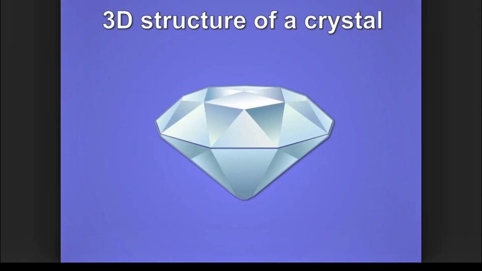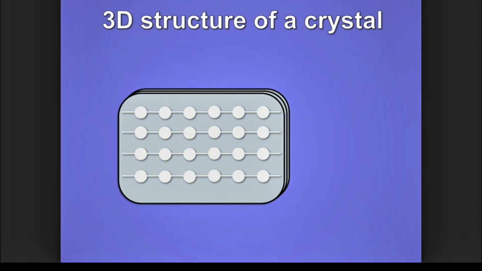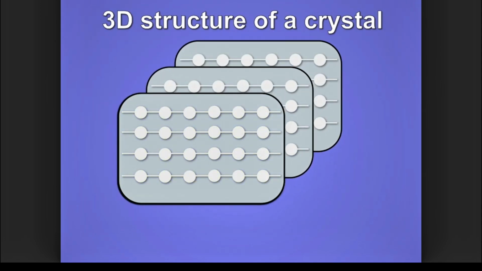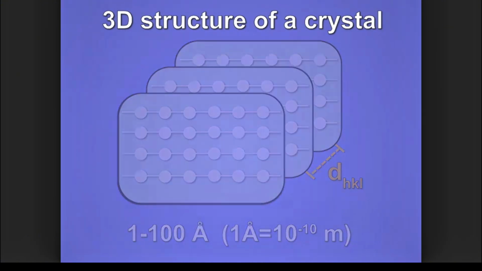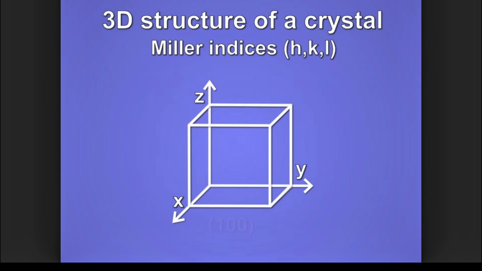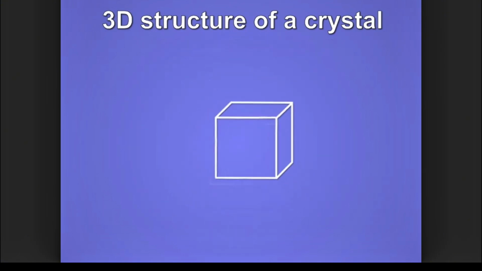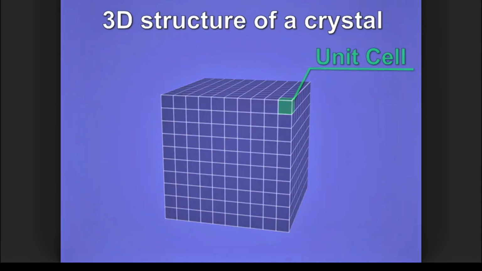To begin, let's have a closer look at a crystal. It is formed of atomic lattices disposed in planes, periodically separated by a distance d_hkl of a few angstroms. hkl are Miller indices, a set of 3 integers that constitute a notation system for identifying directions and planes within crystals. The smallest repeating structure in a crystal is called the unit cell.